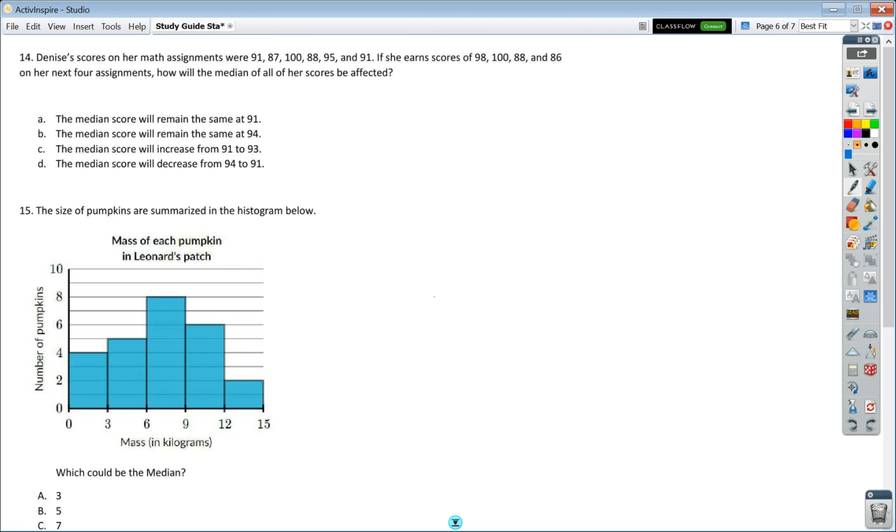Number 14 says Denise's scores on her math assignments were 91, 87, 100, 88, 95, and 91. She earns these other scores. How will the median of all her scores be affected? So let's find the median of the first section.